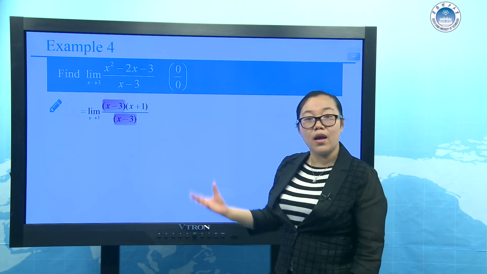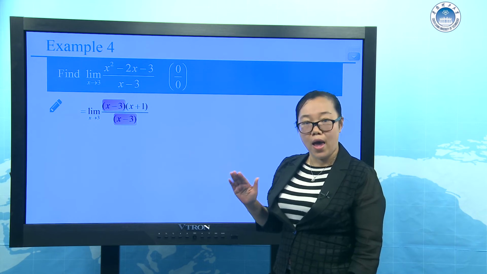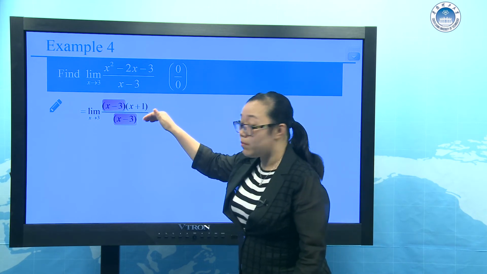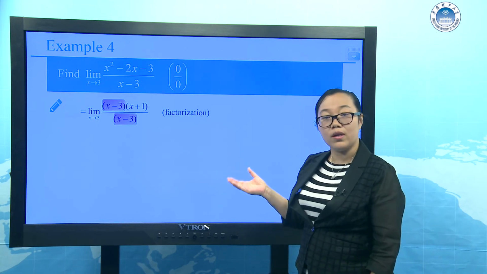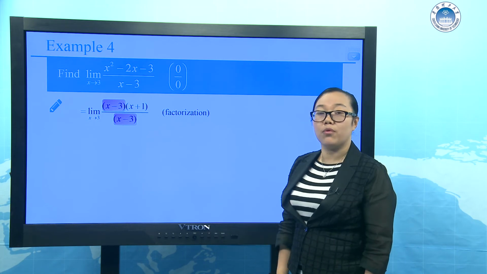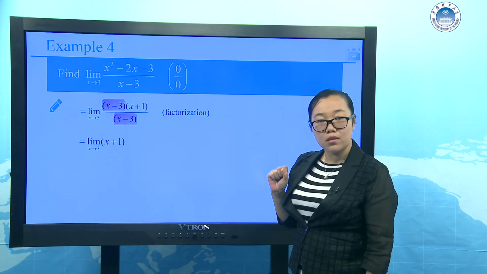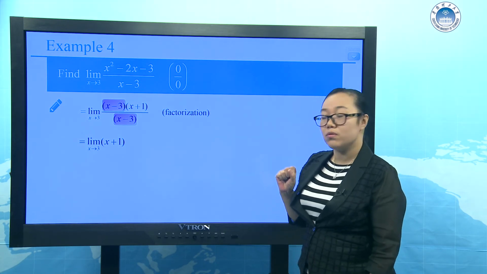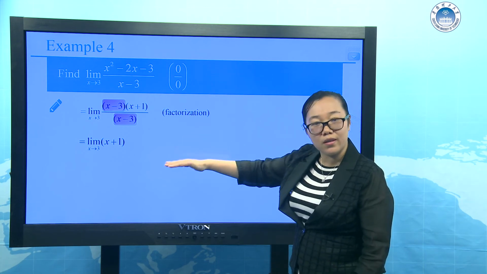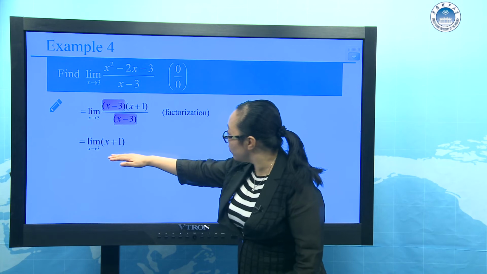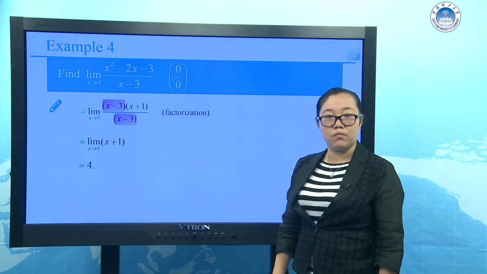Pay attention to this: they are the same expression. We don't care about the value of x. Anyway, they are the same expression. So according to factorization, we can delete the same expression. So it equals the limit of x plus 1, x tends to 3. So now the original limit becomes much easier. As x tends to 3, it equals 3 plus 1, so equals 4.